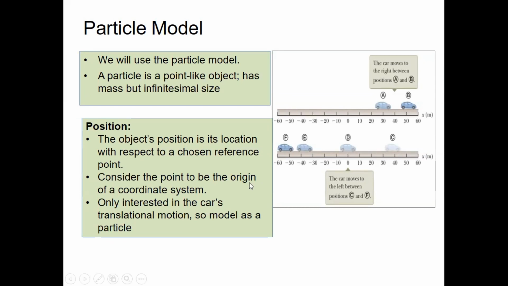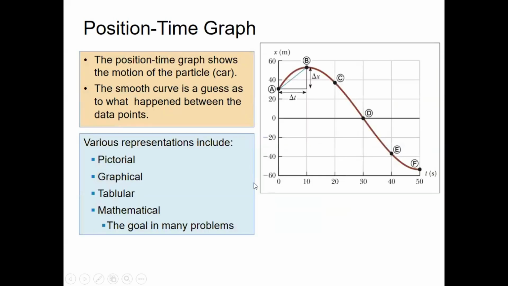So if we are only interested in, for example, a car's translational motion, then the model is that it is a point. Car is moving from point A, or position A, to position B. So it is a point-like thing which is going from one point to the other, or from F to E, or from D to C. So the particle model will be used throughout our discussion.